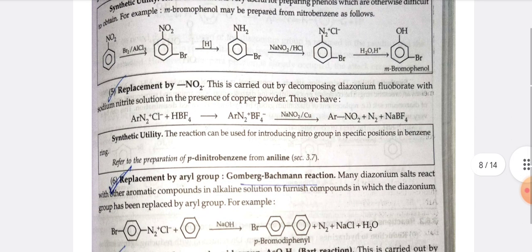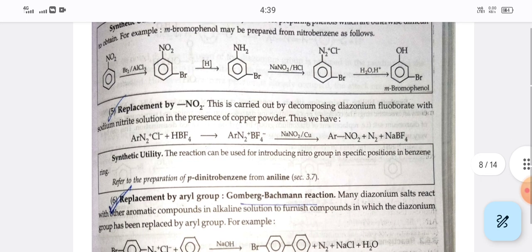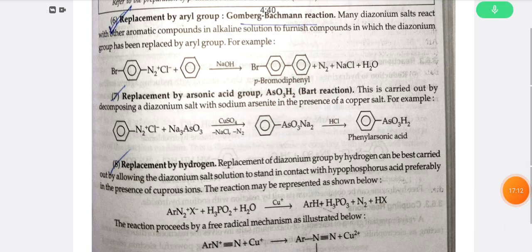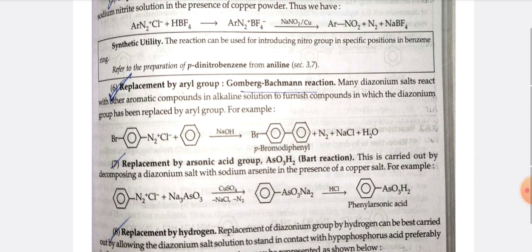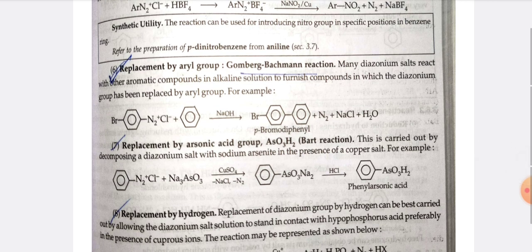And the next point is replacement by NO2. This is carried out by decomposition of diazonium fluoroborate with sodium nitrite solution in the presence of copper powder. Synthetic utility. The reaction can be used for introducing nitro groups into aromatic compounds. Replacement by aryl group, Gomberg-Bachmann reaction. Many diazonium salts react with other aromatic compounds in an alkaline solution to furnish compounds in which the diazonium group has been replaced by aryl group.